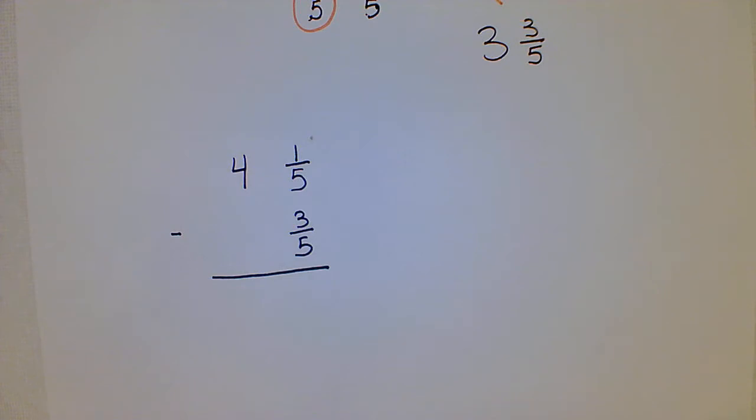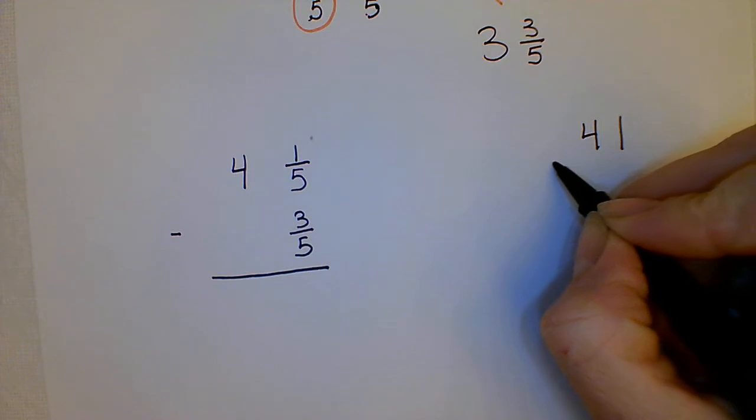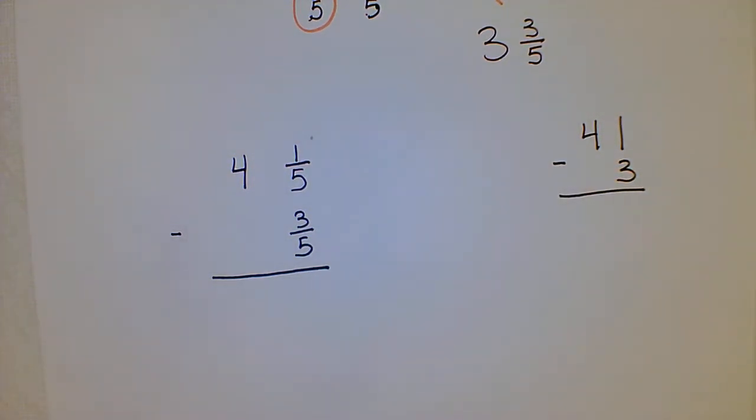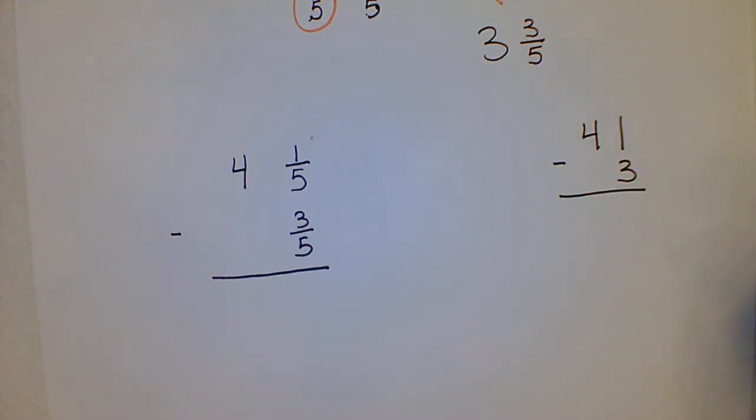So now let me show you something on the side over here. Let's do a similar problem that you would be more familiar with. Let's say that I had to do 41 minus 3. What would we do? We cannot subtract 3 from 1. We can't say 1 minus 3. It doesn't work. If I have 1 lollipop, I can't give you 3 lollipops.